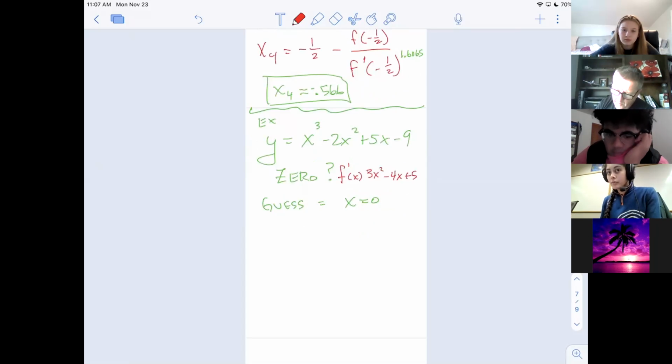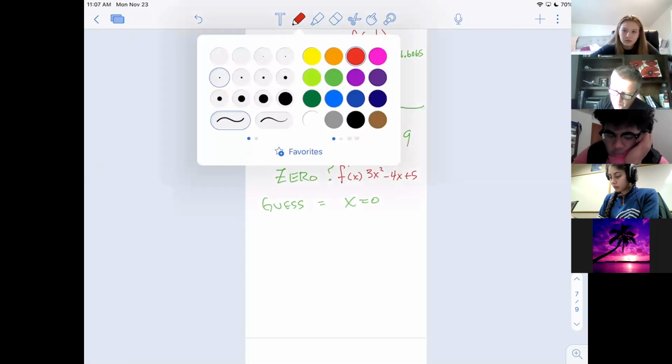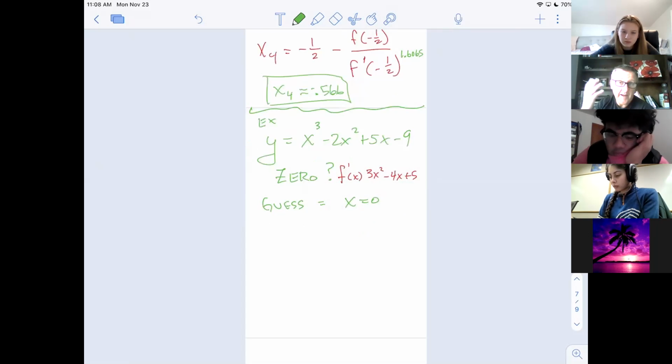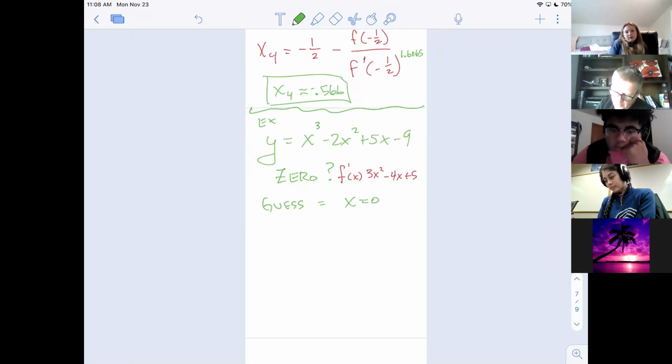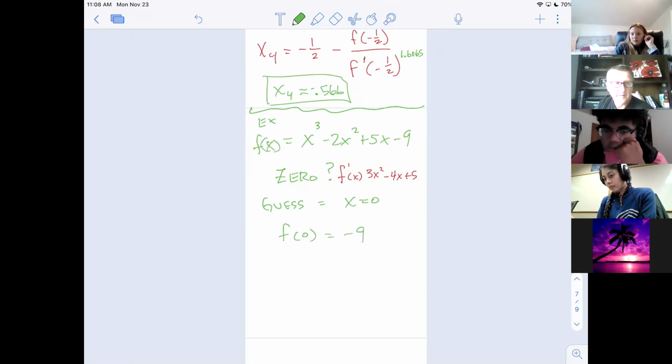I want you to notice something here that's kind of important. Watch what happens when your guess is stupidly 0, like you have no idea whether it makes any sense at all. So then you plug in 0 for x, and maybe it would make more sense to call this f of x. And you get negative 9. Does it make sense? That tells you right there how bad your guess is, because shouldn't it be close to 0?